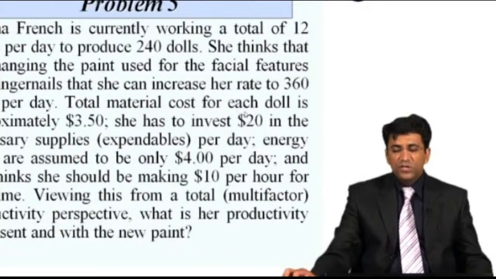Then total material cost for each doll is approximately $3.5. 1 unit material cost is $3.5. She has to invest $20 in the necessary supplies per day. Now this is the supplies cost, and this is per day cost. Energy costs are assumed to be only $4 per day. So again, this is the per day cost, not the per unit cost. And she thinks she should be making $10 per hour for her time.